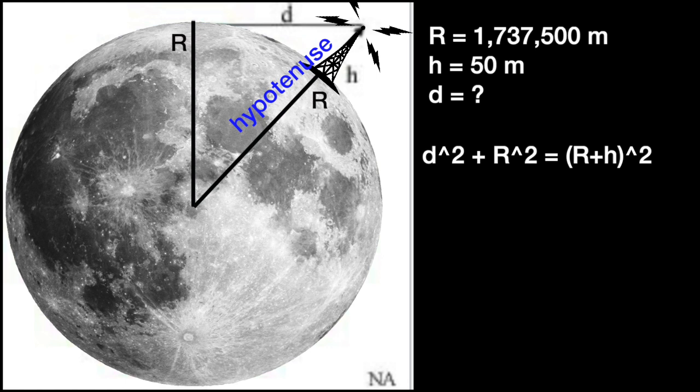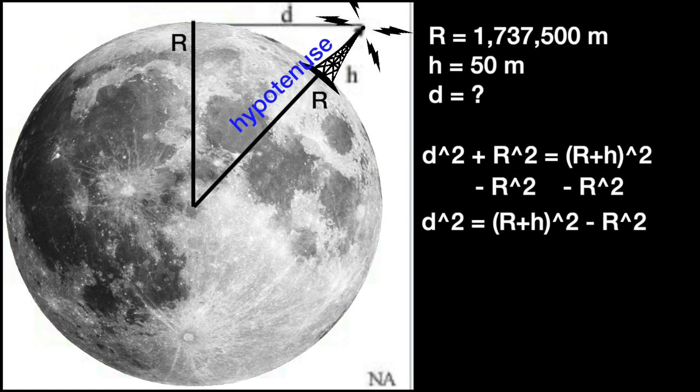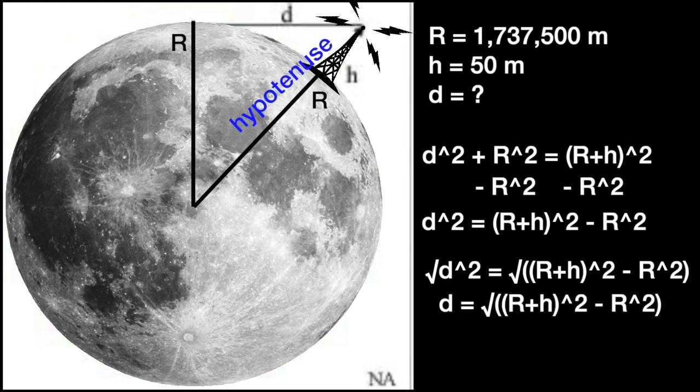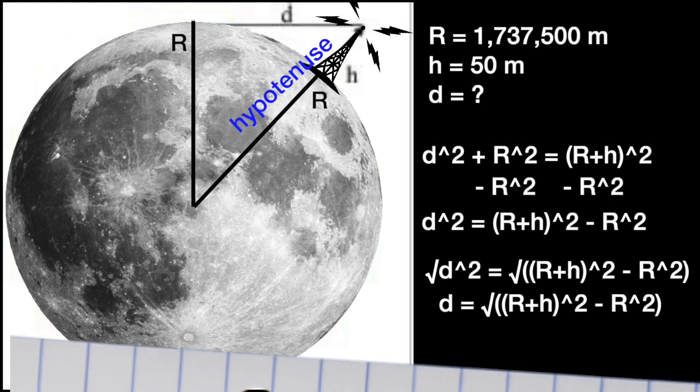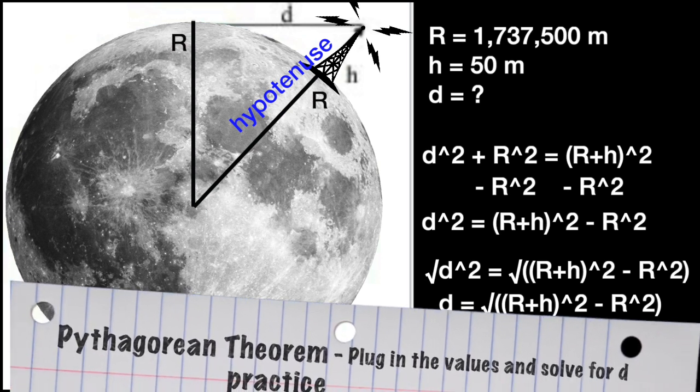We know the values for h and the radius, but we need to solve for d, meaning we need to isolate d. So we subtract r squared from both sides, and we get d squared equals (r plus h) squared minus r squared. Finally, take the square root of both sides. D equals the square root of (r plus h) squared minus r squared. Now, can you plug in the values and find the answer? Pause the video and try it on your own, and start again when you have arrived at an answer.